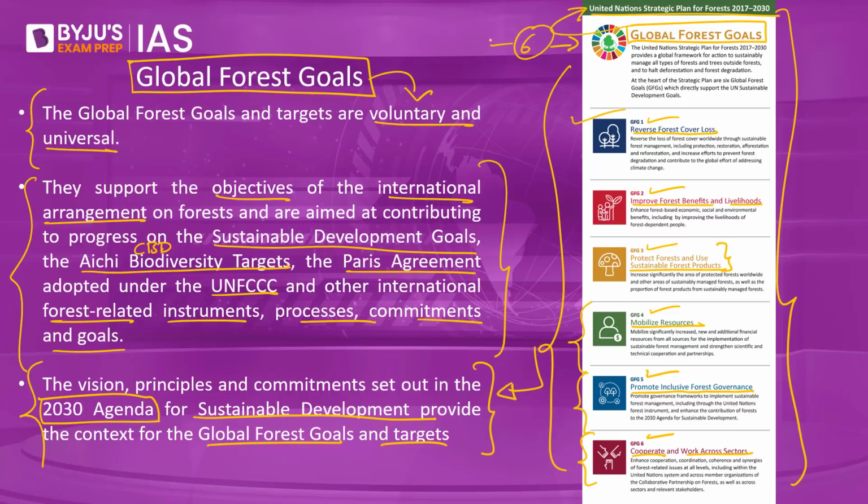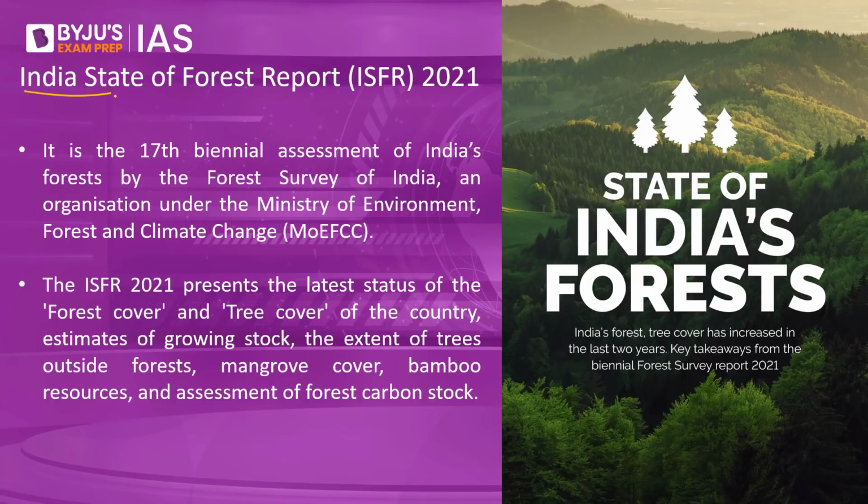These 6 global forest goals are essentially providing for a 3-tier response to conserve our forests at the global level, at the national level, as well as at the local level. Now, with this understanding, let's take a quick look at the state of forests in India.